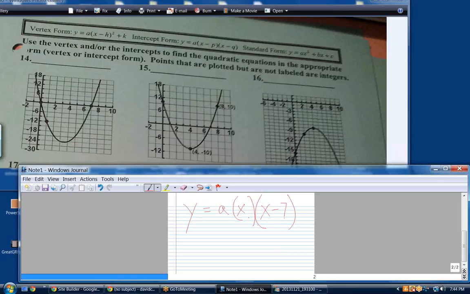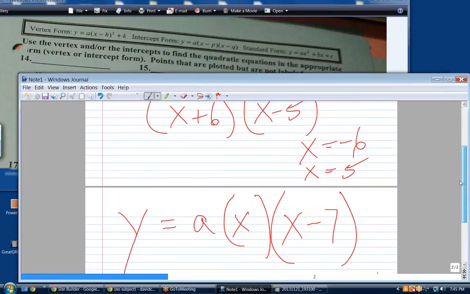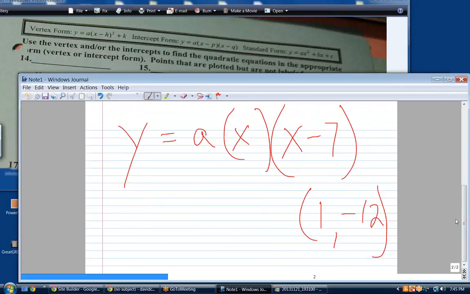Okay, so we get that far, and now notice that there is another point on that curve that is labeled. What are the coordinates of that point? 1, minus 12. So 1, minus 12 is on this curve. So, does that allow me to solve for A? Yes, you plug those points in.